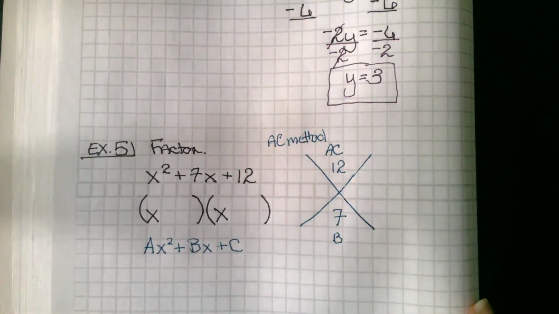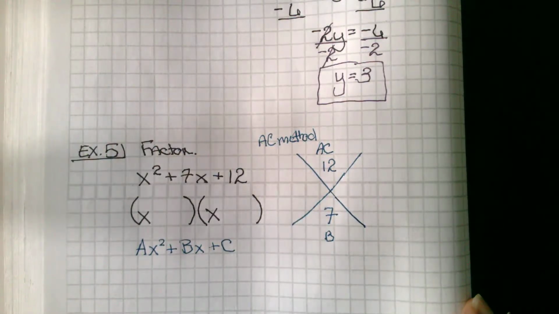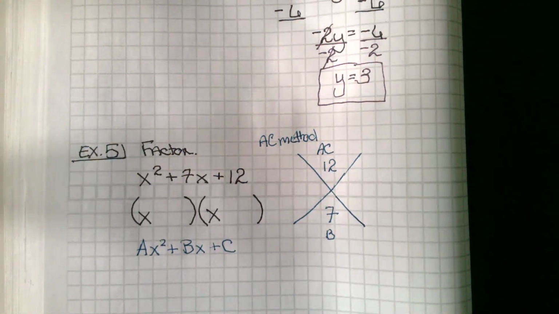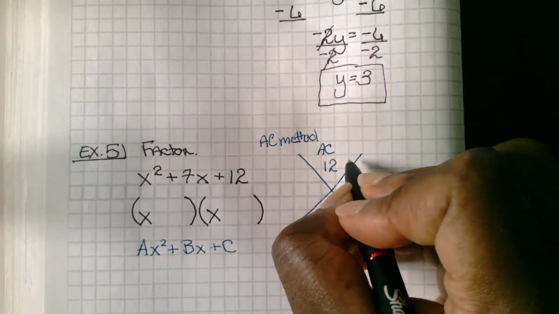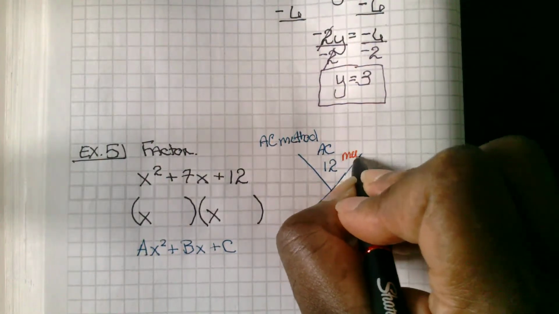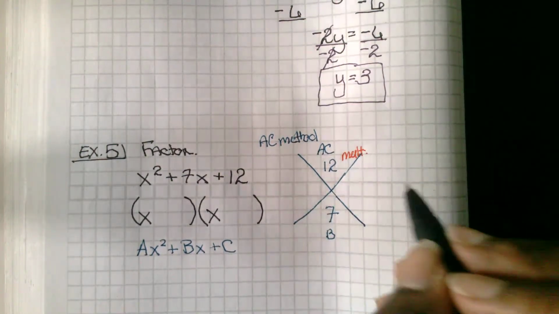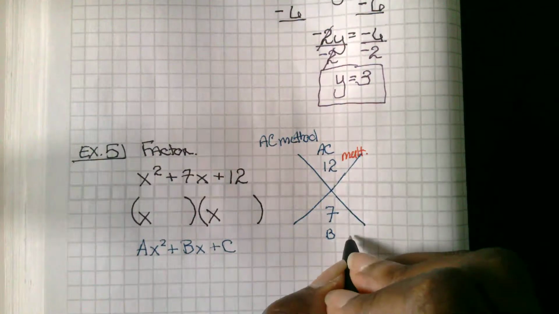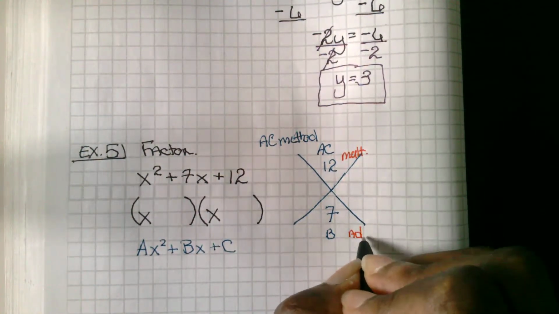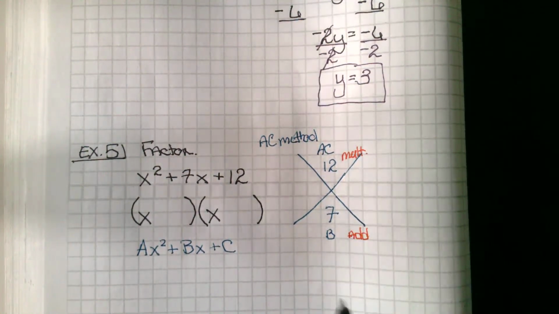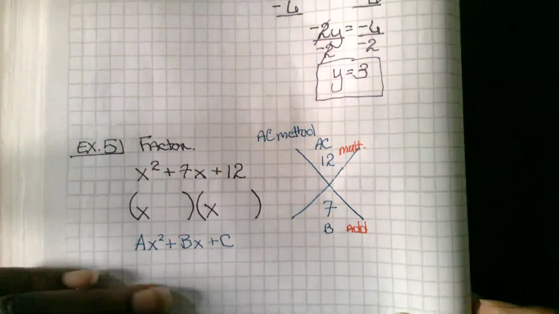Not too bad so far. But this is the part that gets a lot of students. We need to think what two numbers multiplied will give me a 12 and added together will give me a 7. Think about it. What two numbers multiplied together will give me a 12 and add together to give me a positive 7? So let's think about it.